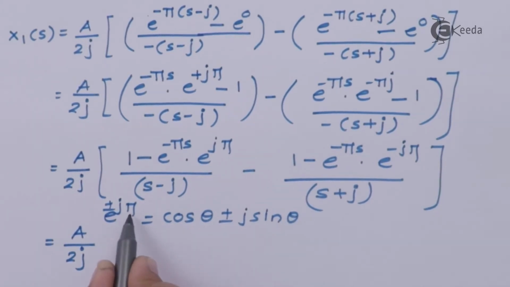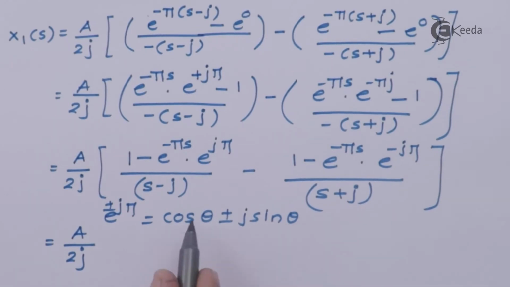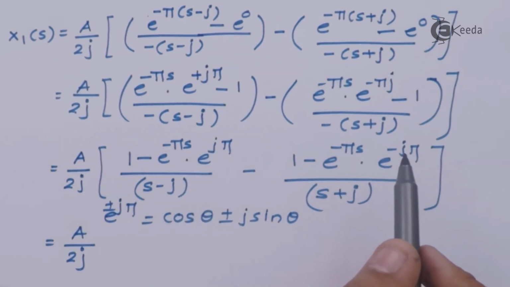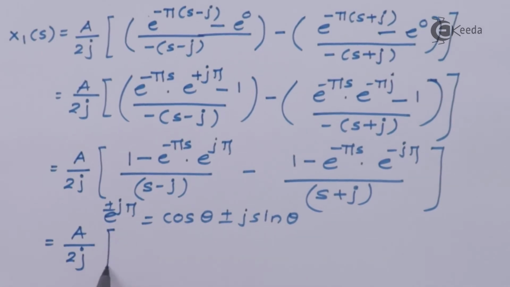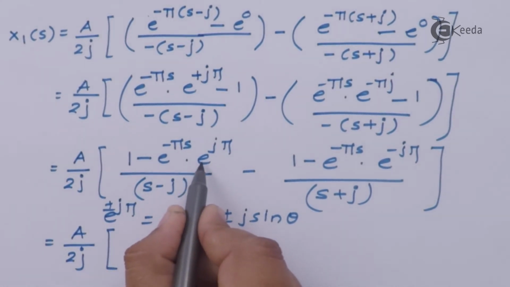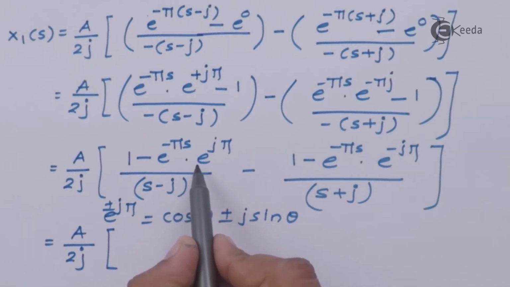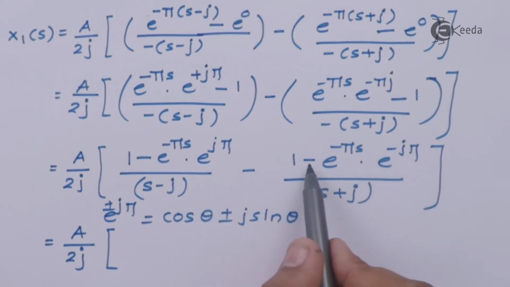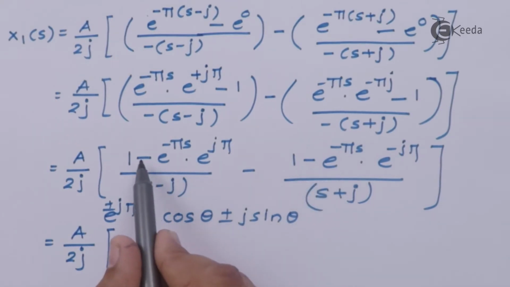Now here the theta value is pi. We know that cos pi is minus 1, whereas sin n pi is always 0, which means you have a value of only minus 1. So e to the power j pi and e to the power minus j pi will give us a value which is minus 1. I am going to substitute minus 1 at this place. Here e to the power j pi and e to the power minus j pi will be replaced by minus 1, and this minus minus will give a plus sign in both the cases.